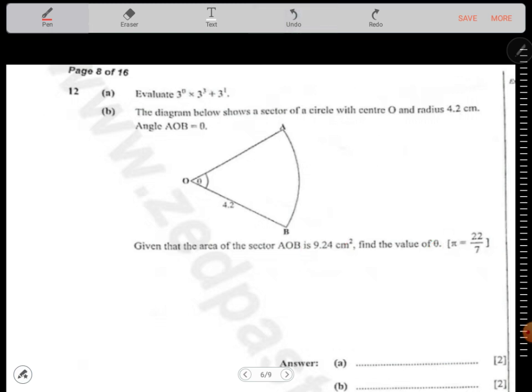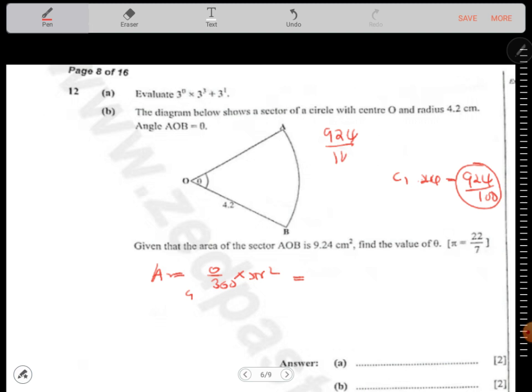How do you find the area of the sector first? That's what you must know. Area of a sector is given by theta over 360 times pi r squared. In this case, we don't have our angle, but we have our area. Our area is now 9.24. You need to agree that it's the same as 924 over 100. Let's first reduce the area.